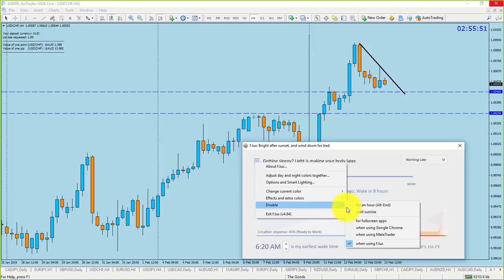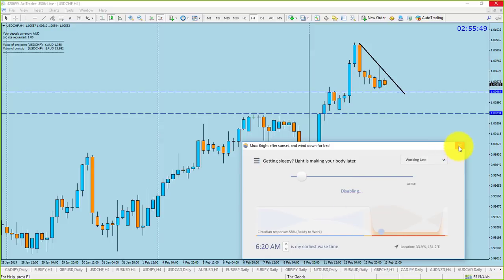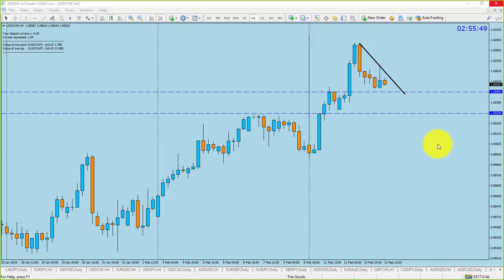I'm gonna just turn off my... I have this thing that changes the screen at nighttime so that you don't get a lot of blue light. That blue light from the screen kind of keeps you up. So it makes it a little bit dimmer, and it makes it easier to check the charts and then go back to sleep. Anyway, so that's basically it.